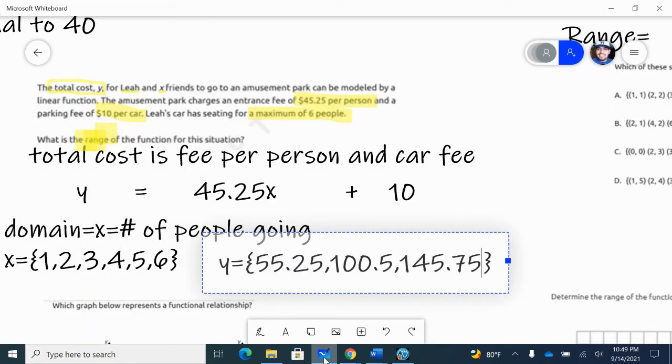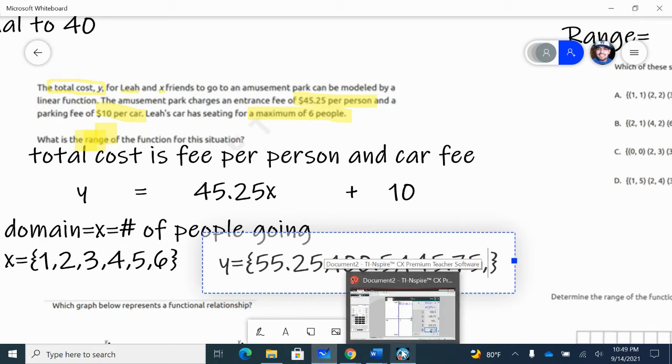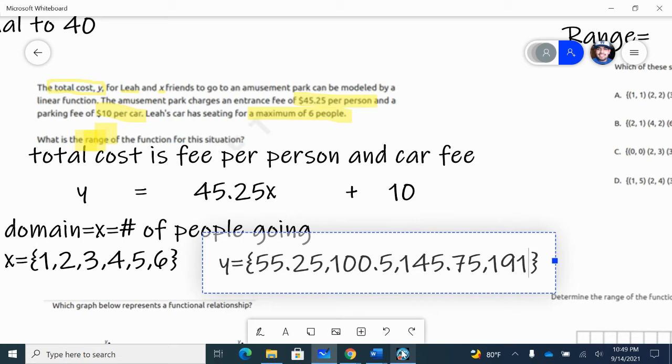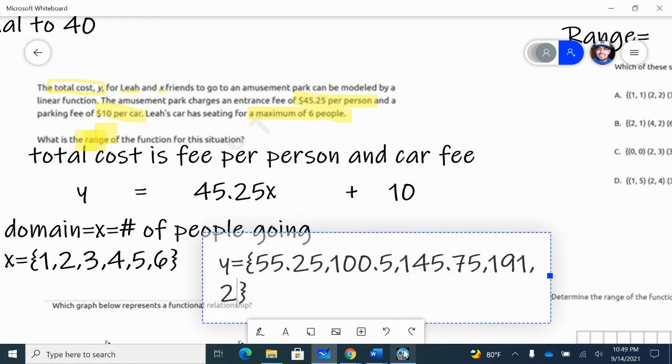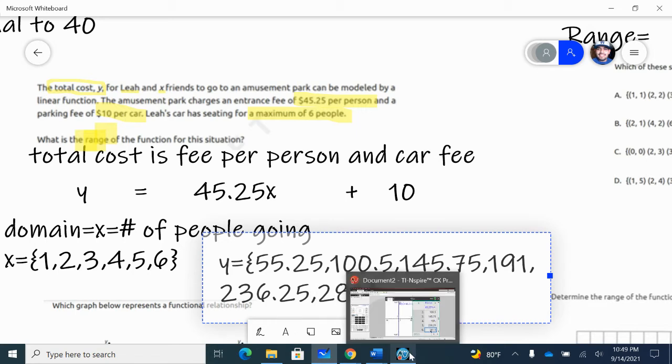145.75. The next one was 191. The next one was 236.25. And lastly, the last one was 281.50.